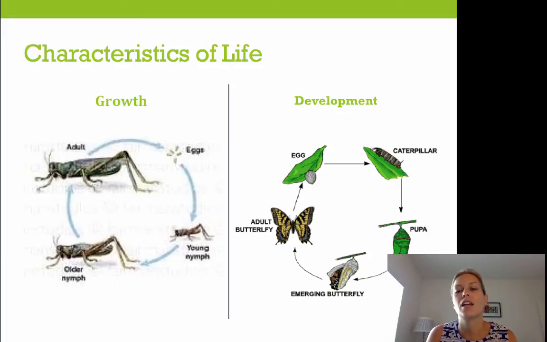Development, on the other hand, is stages. When you think of development, you should think stages of development. So an example of a caterpillar transforming to a butterfly is an example of development. So we start with an egg, we go to a caterpillar, then a pupa, then an emerging butterfly, and then an adult butterfly, and we start this cycle over again. So at the end, we end up with an adult organism.